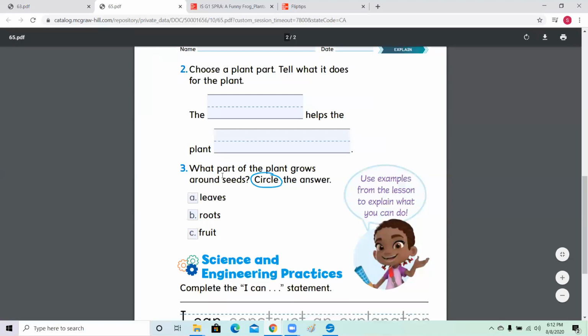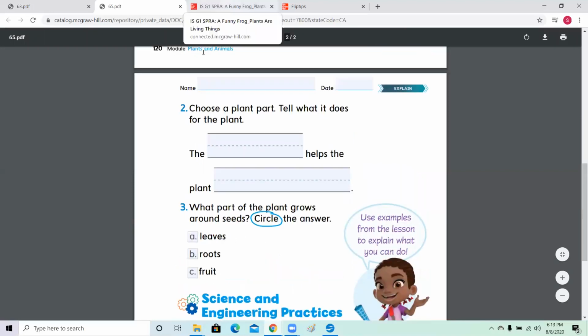Question number 3. What part of the plant grows around seeds? Circle the right answer. Is it leaves, roots, or fruit? Yes, fruit. So your choice will be fruit. All right, let's read the book.